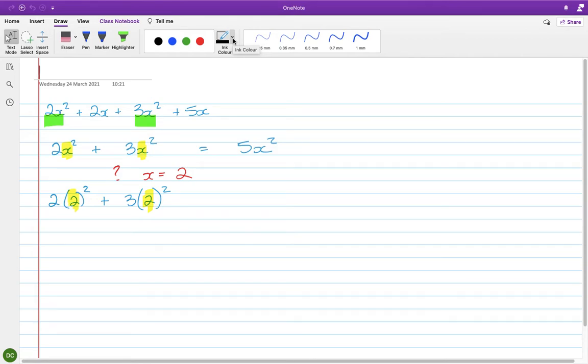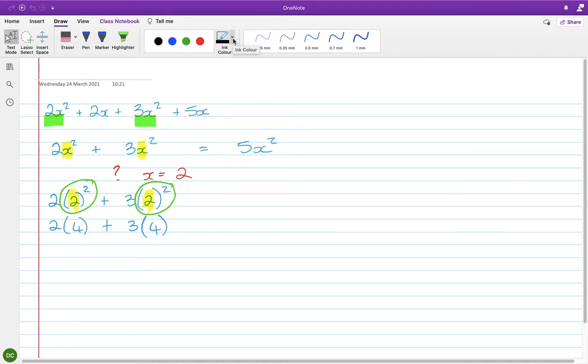But next is indices. BIMDAS, the I is indices, which means we need to do this bit next. Yeah? So I leave the 2 alone, and then I do the bit in the circle, which is 2 squared, and that's 4. And then here I leave the 3 alone, and I do the bit in the brackets, which is 2 squared again, which is 4.